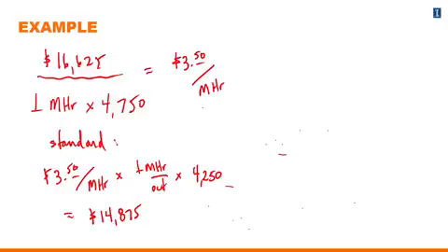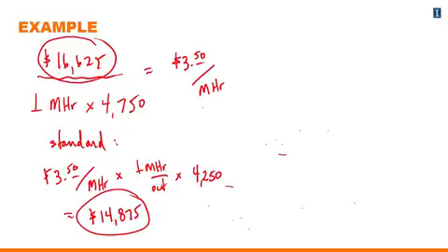So now we're able to calculate the difference between the amount of overhead that we budgeted at the beginning of the year and that which we have estimated throughout the accounting period. And that would be the difference between $14,875 applied or estimated overhead and the $16,625 of budgeted overhead. In this case, we calculate a variance of $1,750.